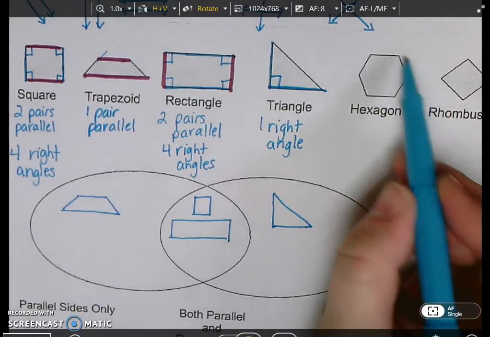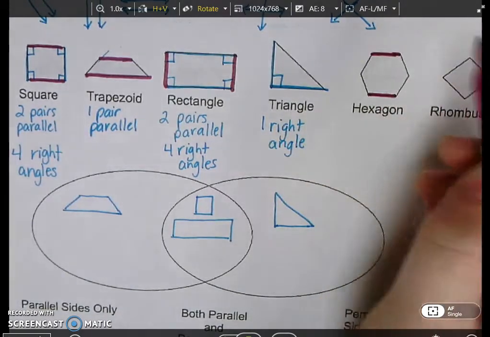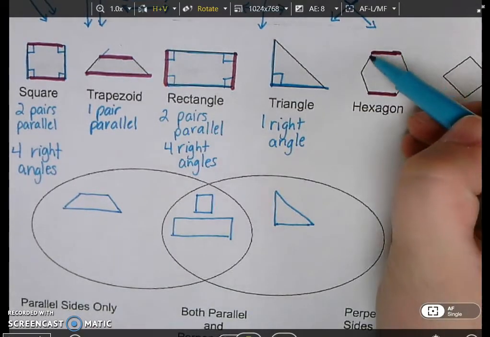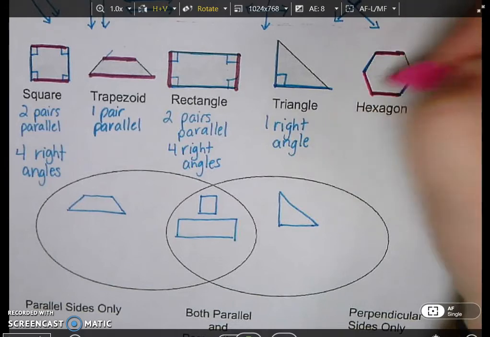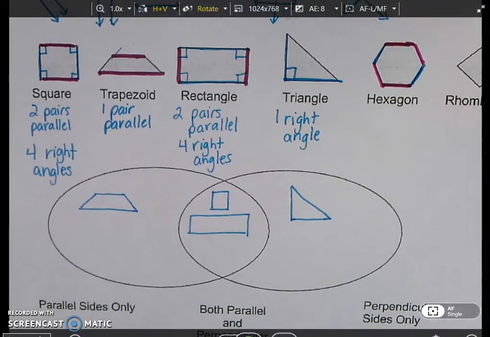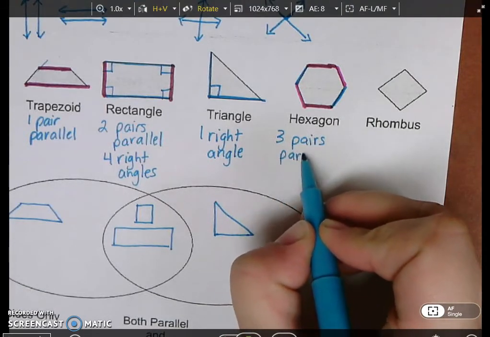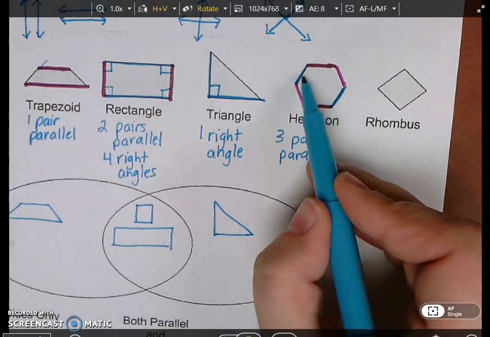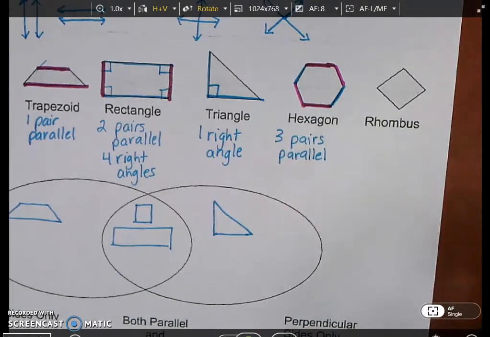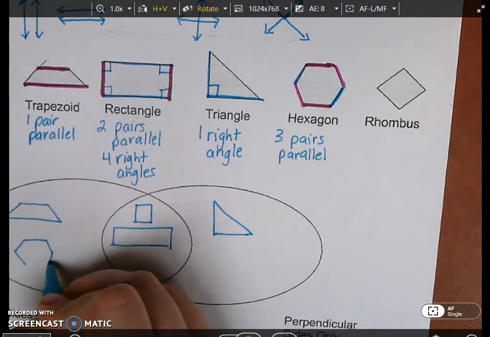Okay. Then I've got my hexagon. So I know that these 2 are parallel. They are traveling in the same direction. And then I can see that this line and this line are parallel to each other. And then lastly, this line and this line are parallel to each other. So this one actually has 3 pairs of parallel lines. All of the angles are obtuse. They're all larger than 90. So this one would be only parallel sides. I'm going to draw my hexagon here.